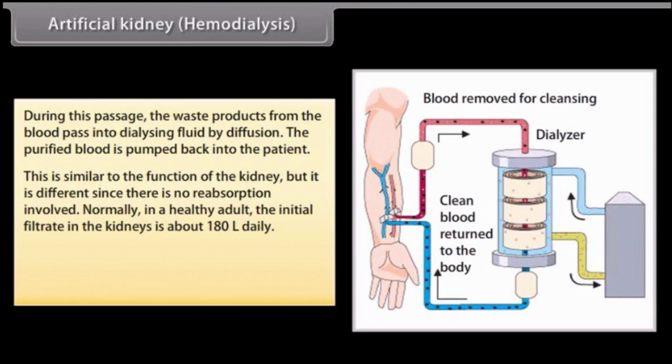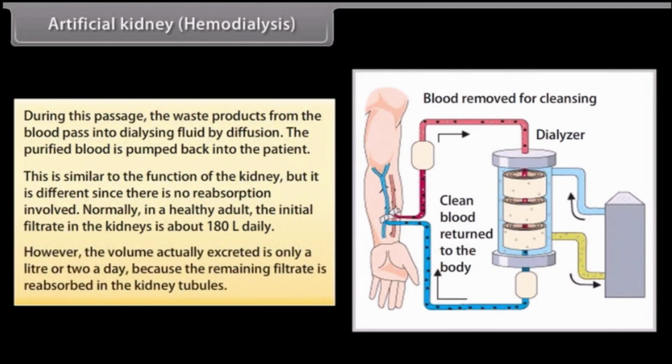Normally, in a healthy adult, the initial filtrate in the kidneys is about 180 litre daily. However, the volume actually excreted is only a litre or two a day because the remaining filtrate is reabsorbed in the kidney's tubules.